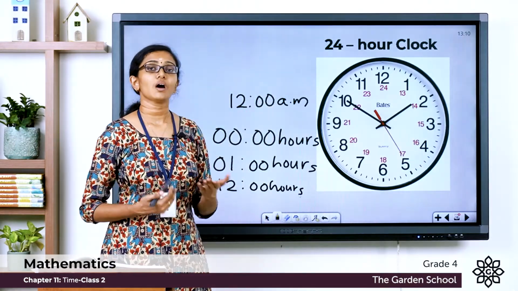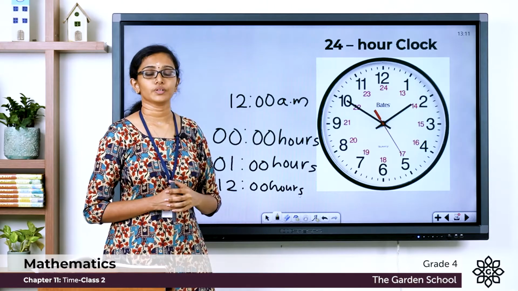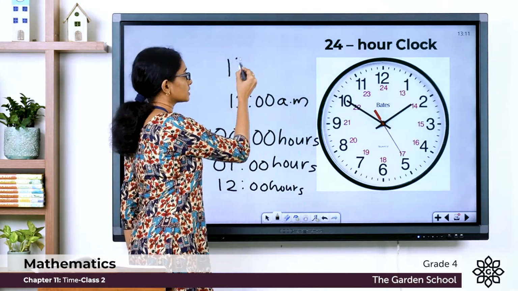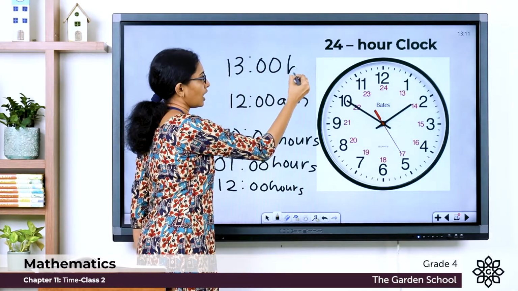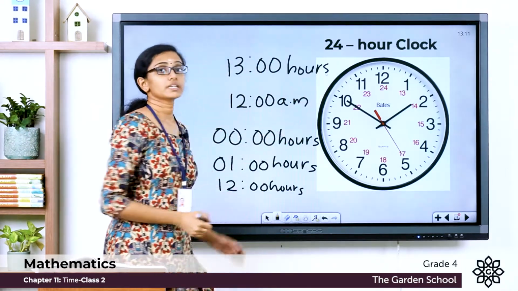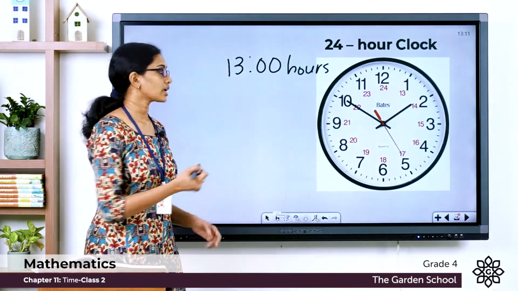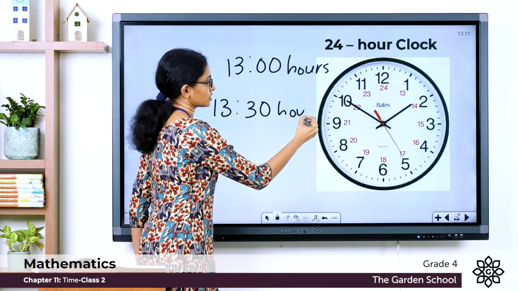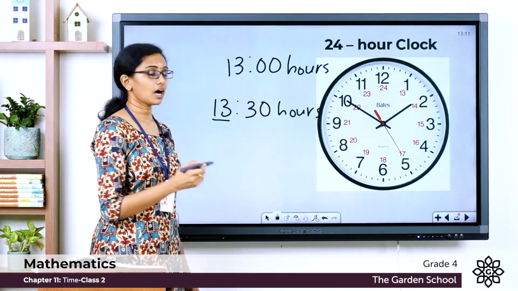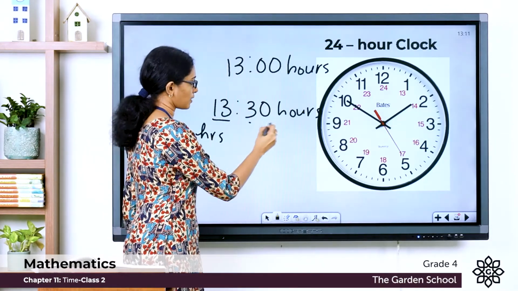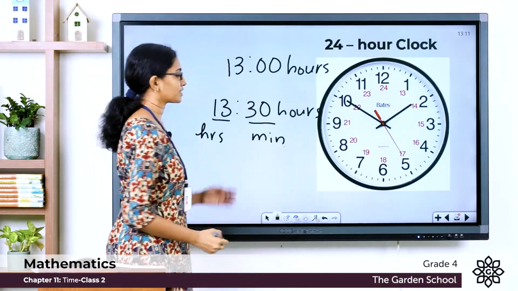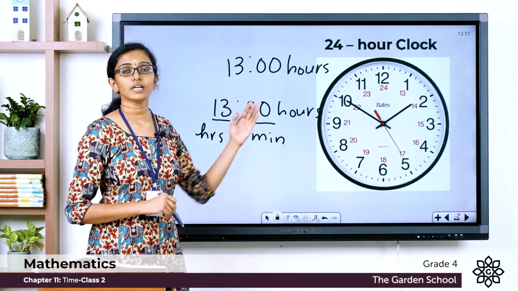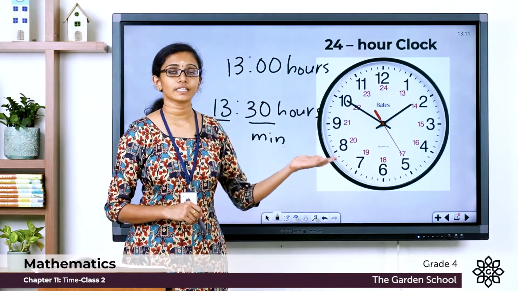till 24. So how would you represent 1 o'clock in the afternoon on a 24-hour clock system? It will be represented as 13:00 hours. Now what if it is 1:30 in the afternoon? We will write 13:30 hours. This part will represent the hours, whereas this part will represent the minutes. So if it is 1:30 on a 24-hour clock, you say that is 13:30 hours.